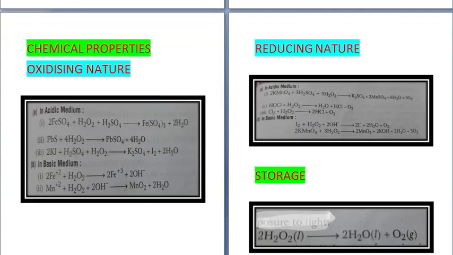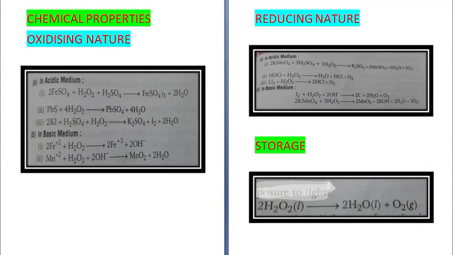Now in the chemical properties, first property is oxidizing nature. In acidic medium, 2FeSO4 plus H2O2 plus H2SO4 gives you Fe2(SO4)3 plus 2H2O. Similarly, PbS plus 4H2O2 gives you PbSO4 plus 4H2O. 2KI plus H2SO4 plus H2O2 gives you K2SO4 plus I2 plus 2H2O. So in this, oxidation is taking place.